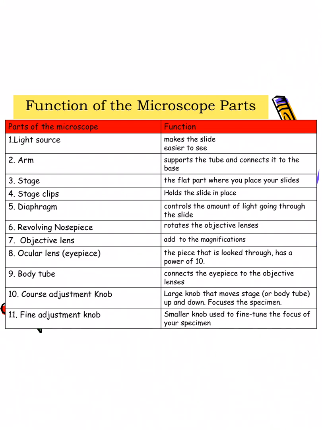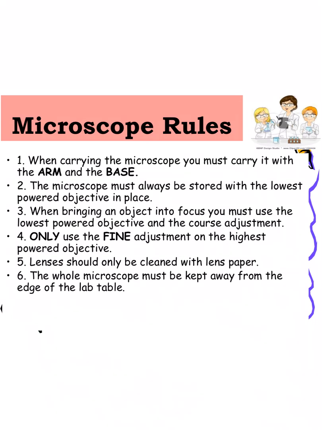Here are certain rules that you have to abide by while you're using the microscope. When carrying the microscope, you must carry it with the arm and the base. The microscope must always be stored with the lowest powered objective in place. When bringing an object into focus, you must use the lowest powered objective and the coarse adjustment. Also, only use the fine adjustment on the highest powered objective.